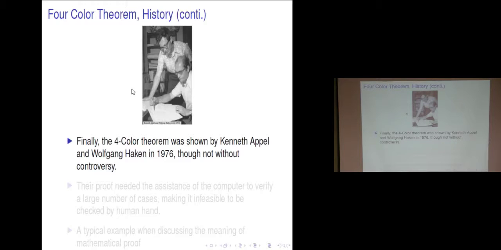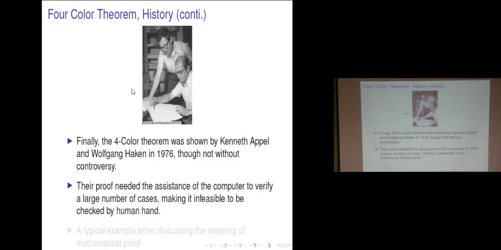After they proved the theorem, at that time they still sent mail, and the postmark said 4 colors suffice. So the university was very proud of their achievement. But their proof has some controversy. Why? Because their proof needed the assistance of a computer to verify a large number of cases.